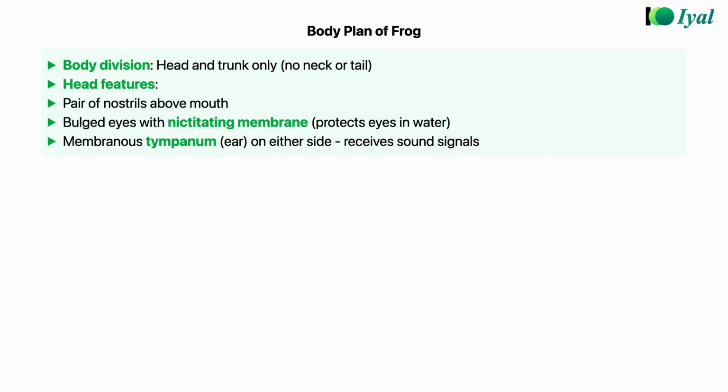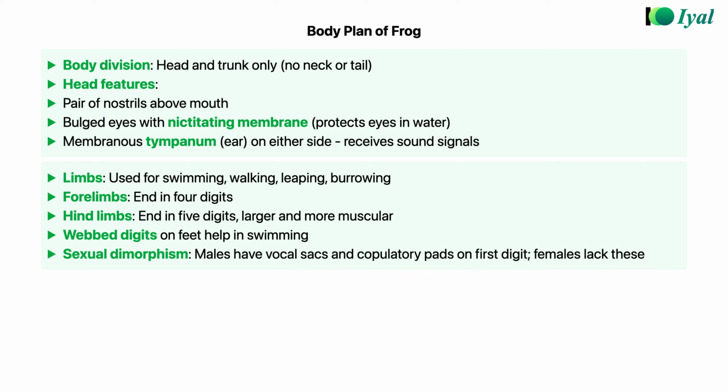On either side of the eyes, there's a membranous structure called the tympanum. That's the frog's ear, and it receives sound signals. The limbs are really interesting because they serve multiple purposes: swimming, walking, leaping, and even burrowing. The forelimbs end in 4 digits, while the hind limbs are larger, more muscular, and have 5 digits. You'll notice the feet have web digits. Those webs between the toes are perfect for swimming.